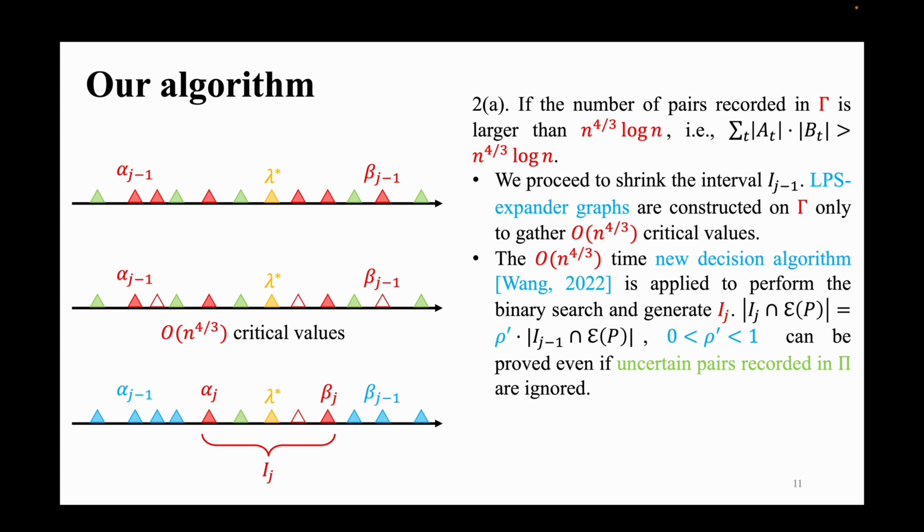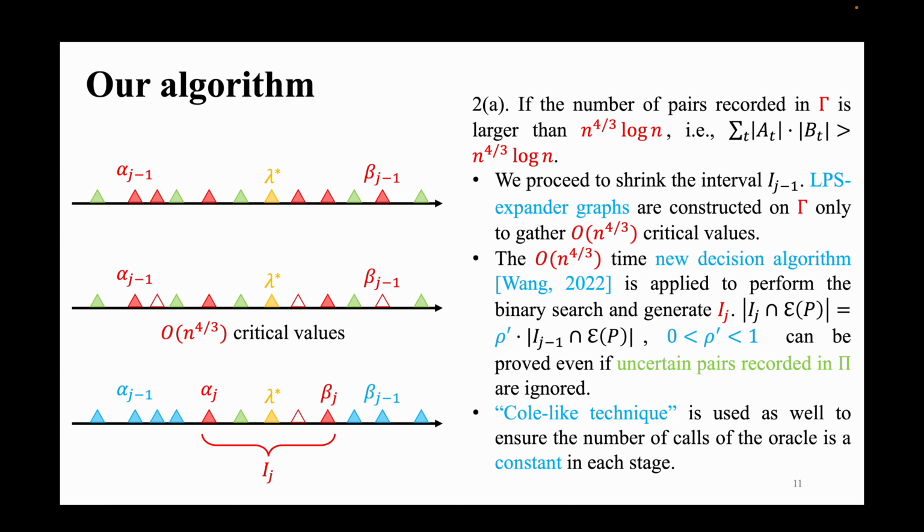Although some critical values from collection gamma are ignored, and although we don't care about the uncertain pairs recorded in collection pi, we can still guarantee that the number of critical values in the maintained interval I_j is always a constant fraction of the number of critical values within the range I_{j-1}. And the cole-like technique is also used to ensure the number of calls to the deterministic algorithm is constant in each stage.